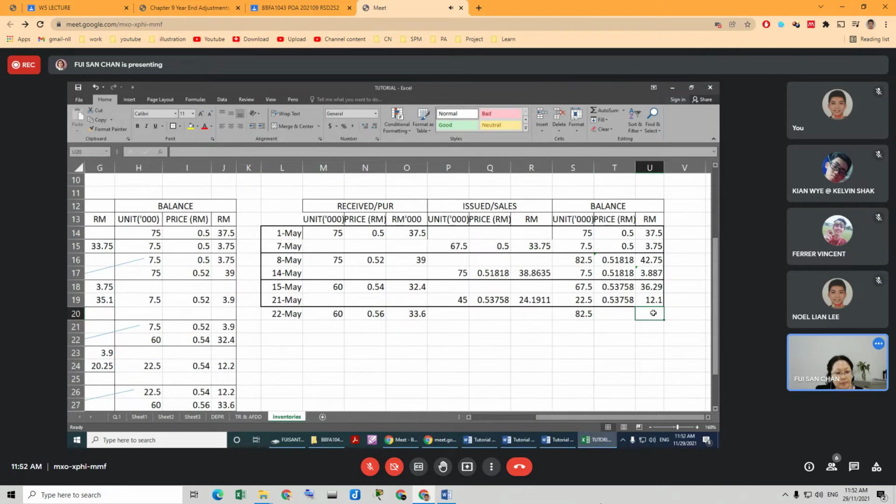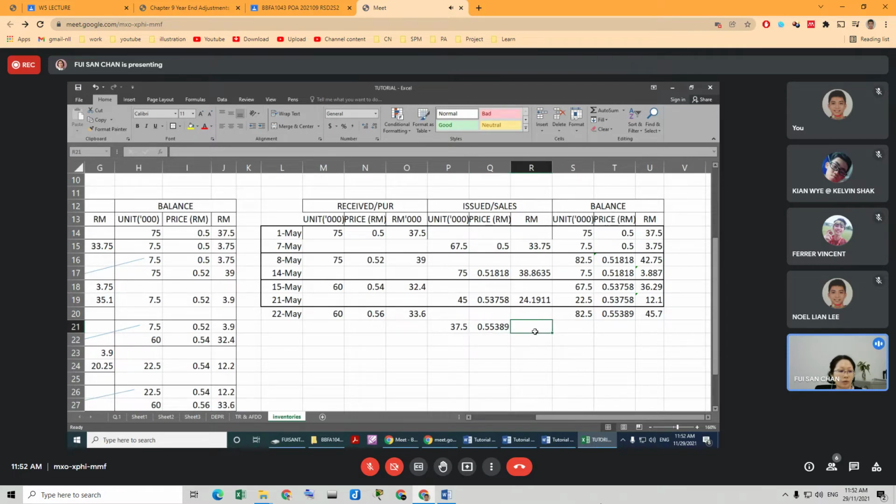So what I do is this one plus this one, right? And then here I need to find per unit. So I take the total value divided by my unit. So it's 0.55389. So after my new purchase, this is my remaining units and this is my price per unit. Now I would like to issue 37.5, and the price is still the same, 0.55389. We issue at the same price.